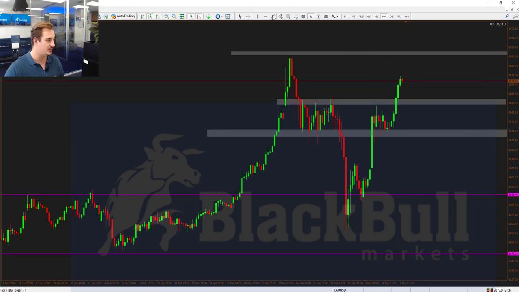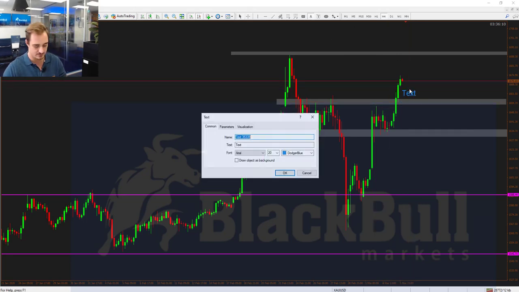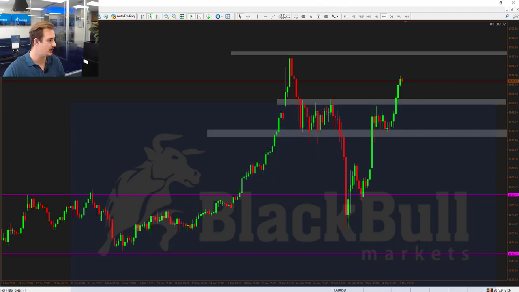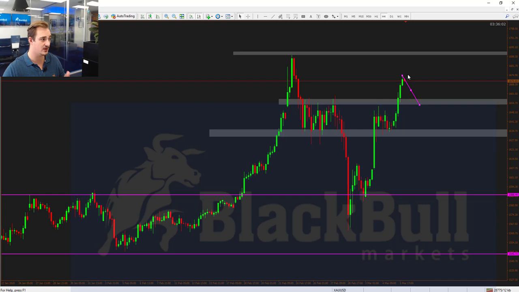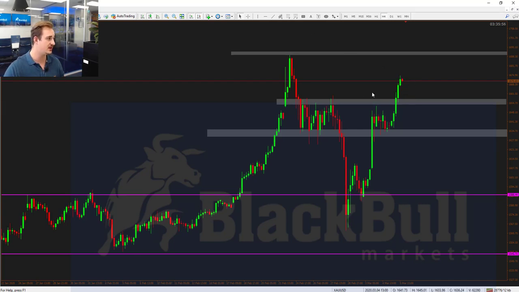We could look for a push down to the zone, a bit of consolidation on the zone and push further higher. Now, if it continues to push further higher, this could cause a bit of rejection here for the market, and it could wait there until the NFP comes out. So to the downside, I mean, we're clean.